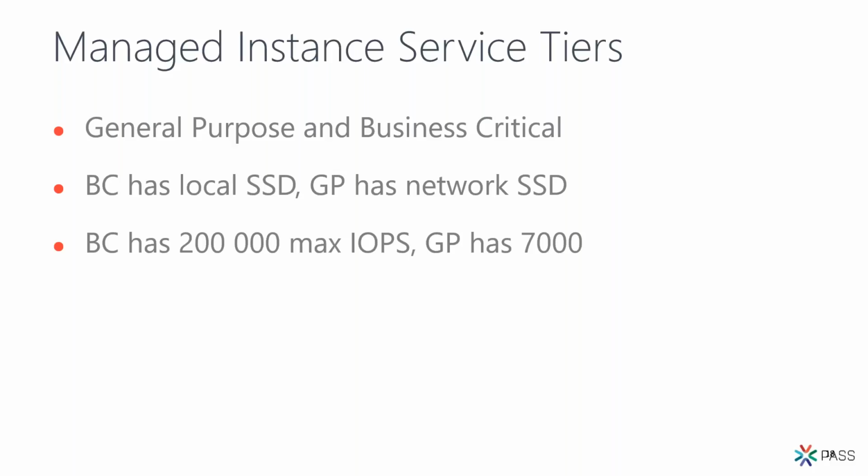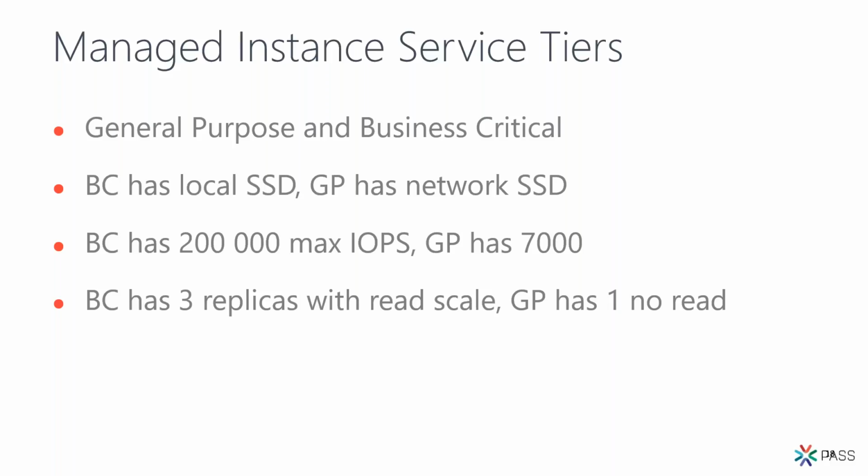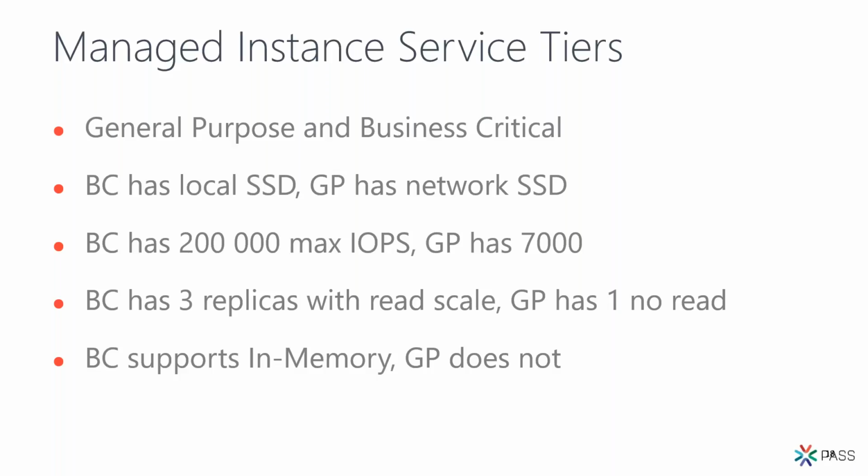Business critical is going to give you 200,000 max IOPS. General purpose is going to tap out at 7,000 IOPS. Business critical is going to have 3 replicas, including the ability to do read scale. So you can do reporting, let's say, on one of those replicas. For now, general purpose is only 1 replica for high availability and does not let you do read workloads on it. And finally, the last difference that I saw is that business critical is going to support in-memory OLTP, whereas general purpose is not going to support it. Okay.